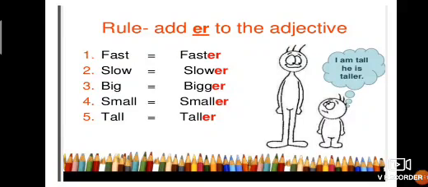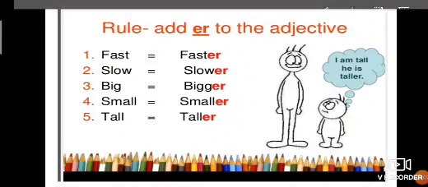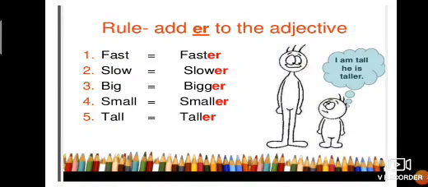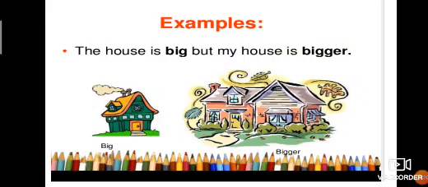If there is a consonant, vowel, consonant, I is a vowel and G is a consonant, we just add the consonant again. So bigger. Small, smaller. Tall, taller. I am tall and he is taller. For example, the house is big, but my house is bigger. The house is actually big, but my house in the picture is bigger.